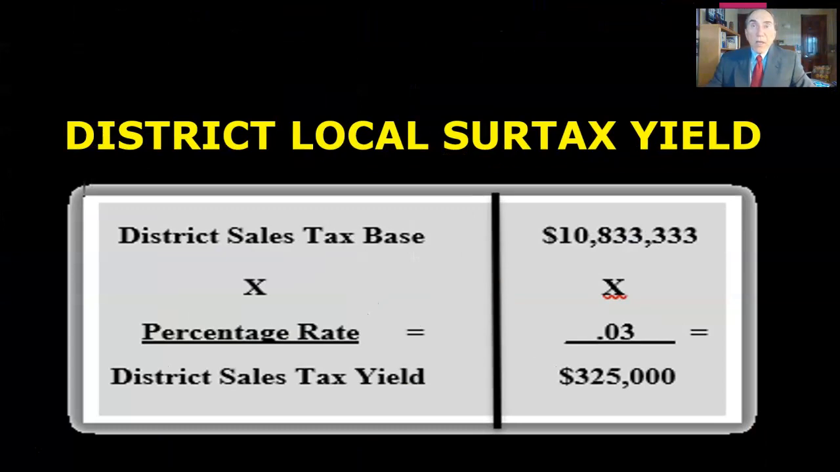To calculate the dollars a school district collects from local sales surtax is quite simple. The district's aggregate local sales tax base multiplied by the authorized percentage rate equals the yield.